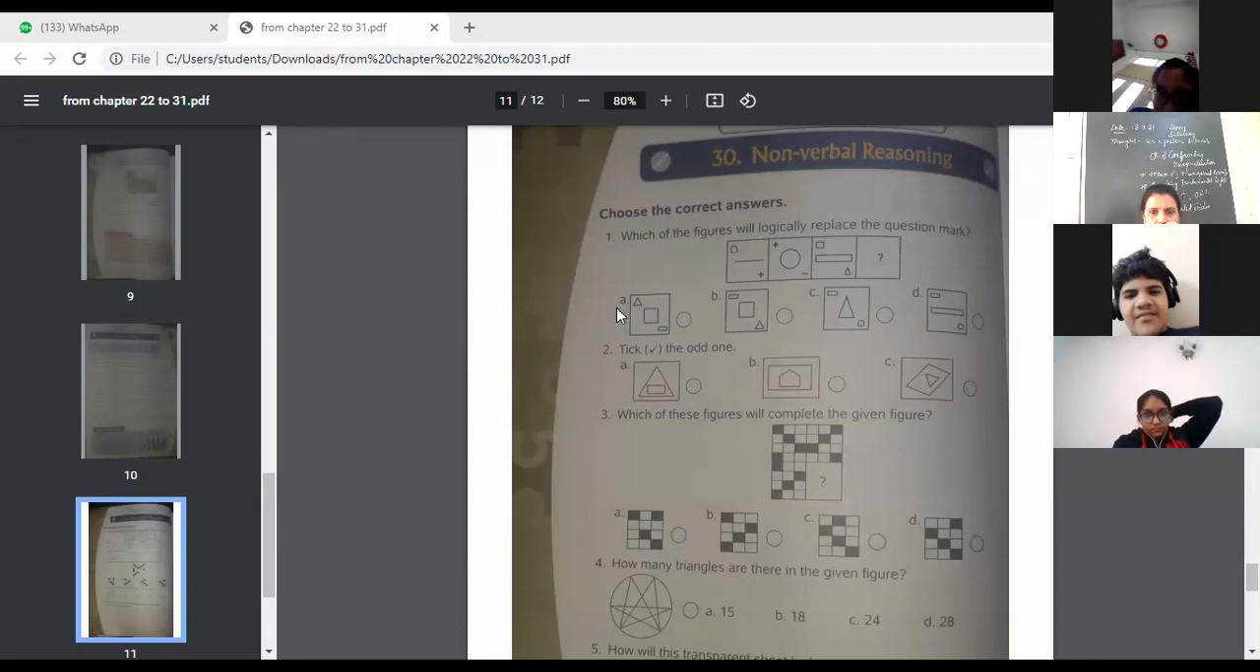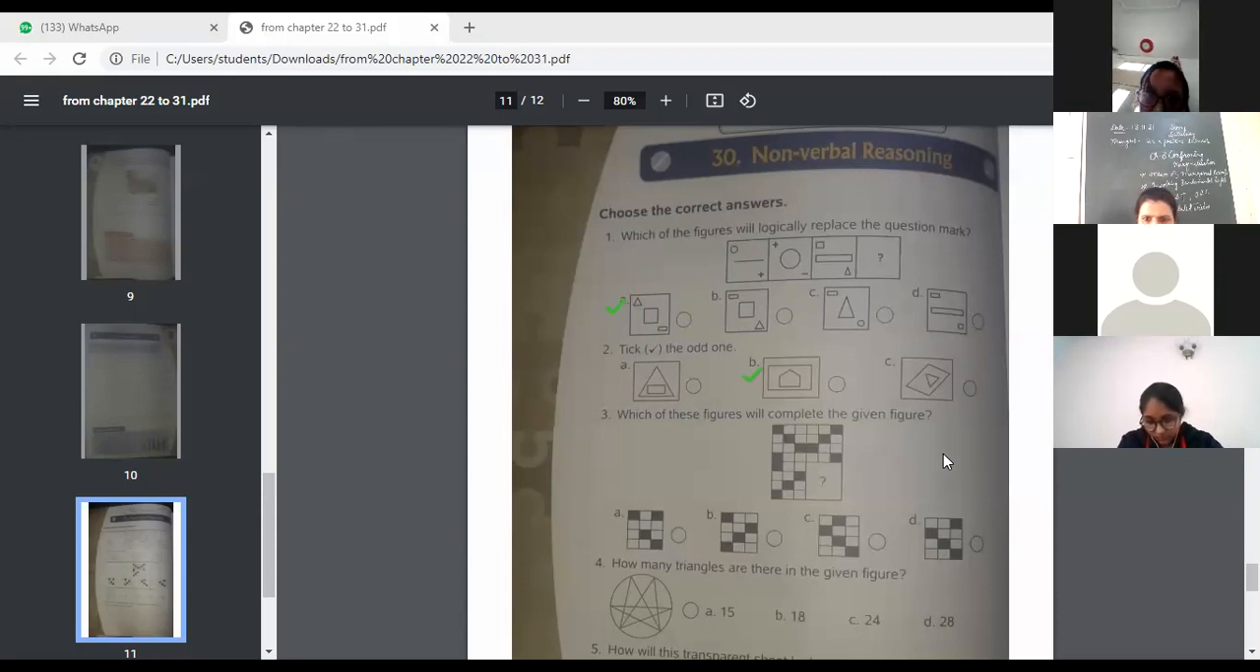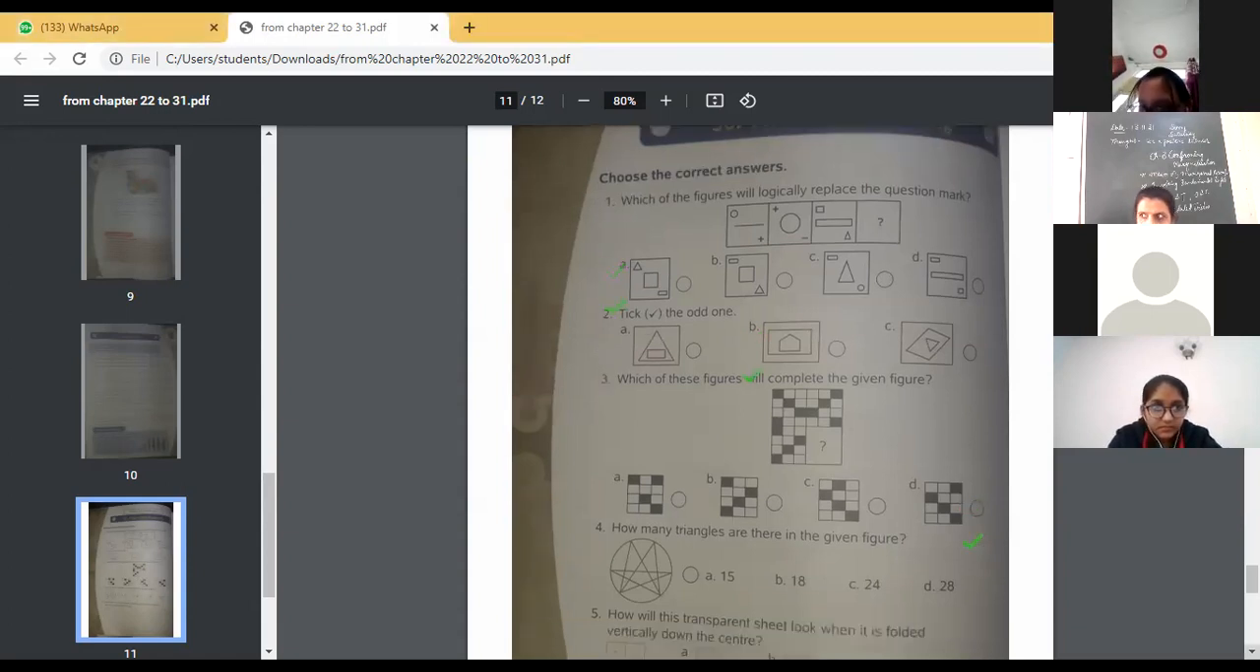For this, your answer A is correct as you had discussed. For this, your B answer is the odd one out. And for the next, which of these figures will complete the given figure? So you need to see which figure will be the D part. Yes, D part. I think it's clearly visible that D part is the best option. Next is, how many triangles are there in the given figure?